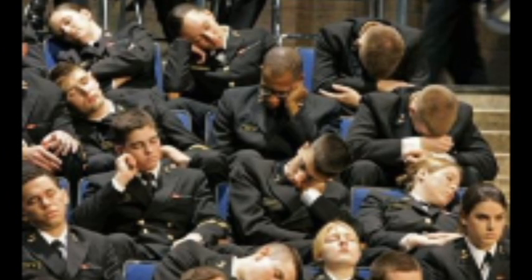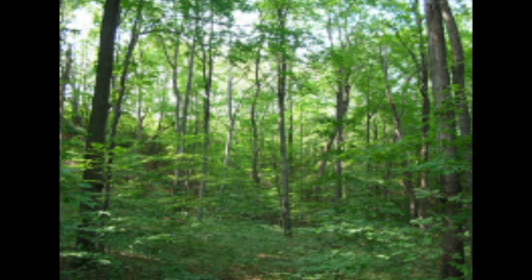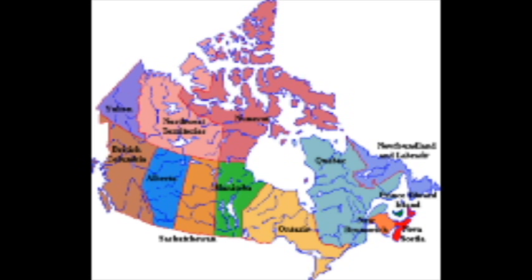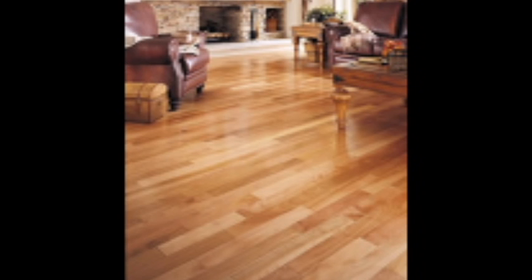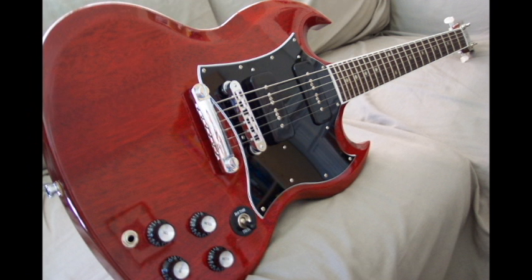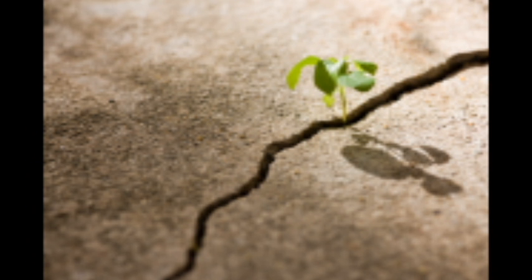Exhilarating, I know. Ash trees are an important part of Canada's urban and rural landscape. They are commonly found on city streets, in woodlots, in windbreaks, and in forests across southern Canada. Ashwood is also used to make furniture, hardwood floors, baseball bats, tool handles, electric guitars, hockey sticks, and other materials that require high strength and resilience.